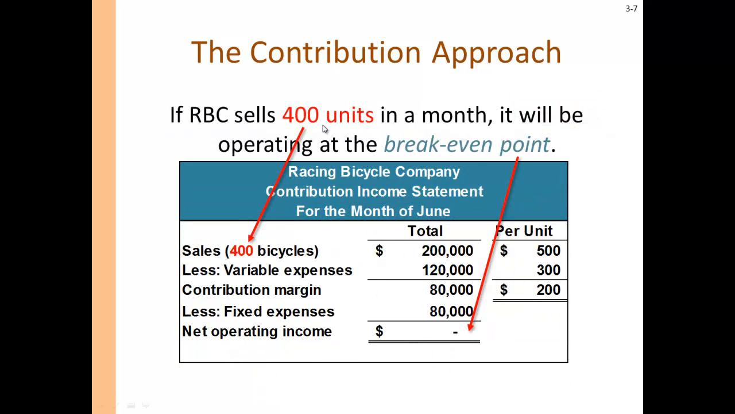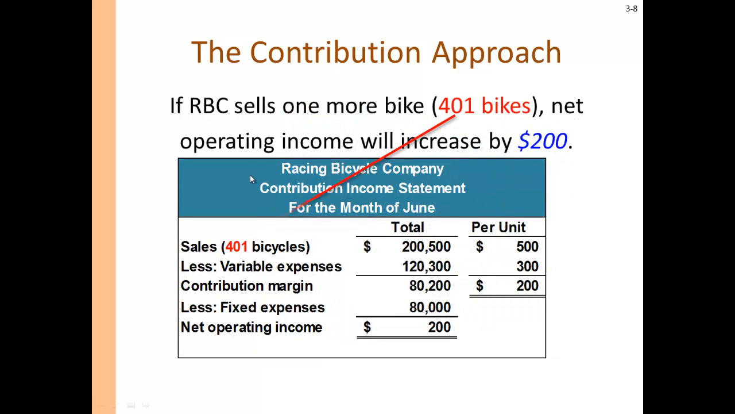Well, here it is. If they sell 400 units per month, 80,000 divided by 200, they will break even. So they'll have $200,000 in sales, they'll have 120 in variable expenses, and they'll have 80,000 in contribution margin. They'll subtract the fixed expenses, and we're at zero or break even. What if they sell 401 bikes? Well, they should make a profit of $200. You can figure out target profit or break even using this same formula.